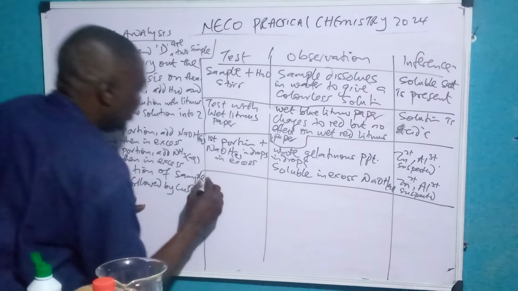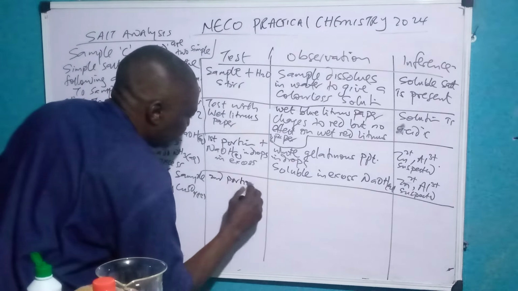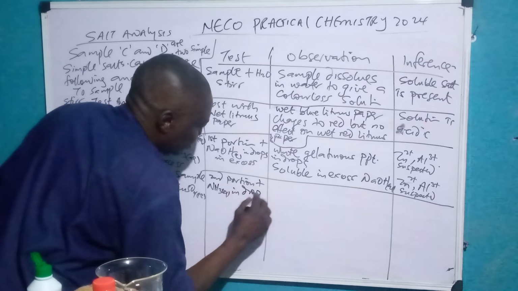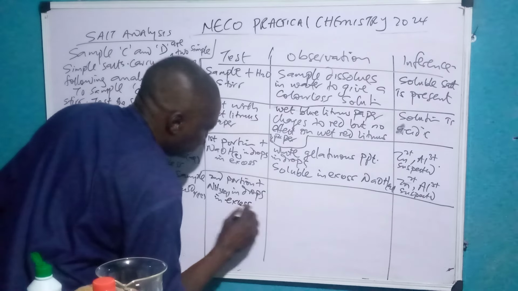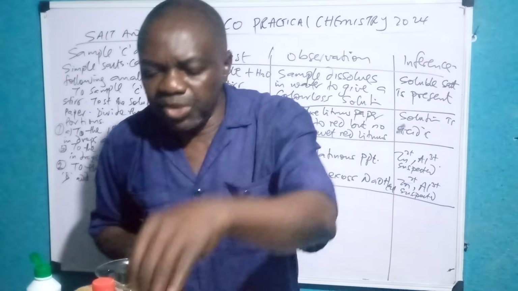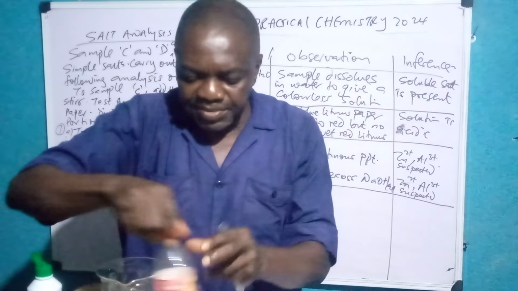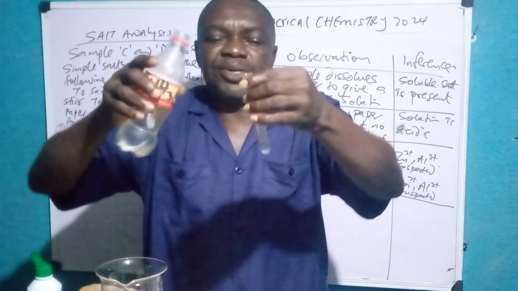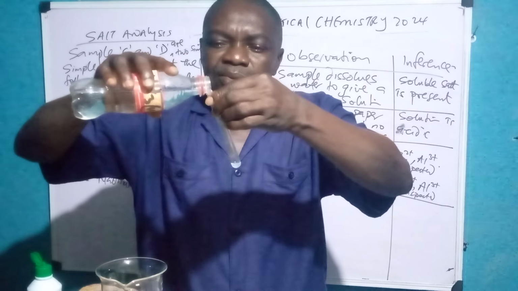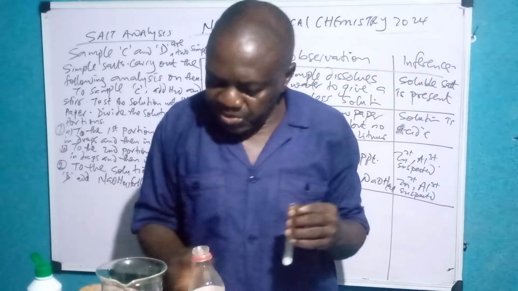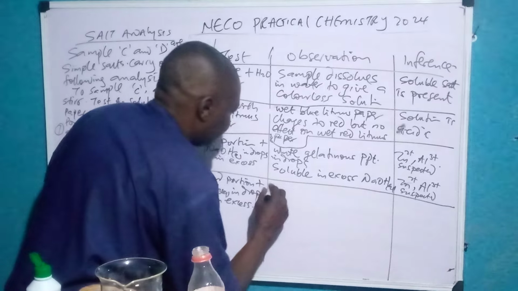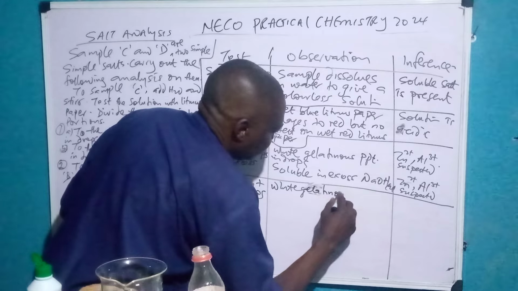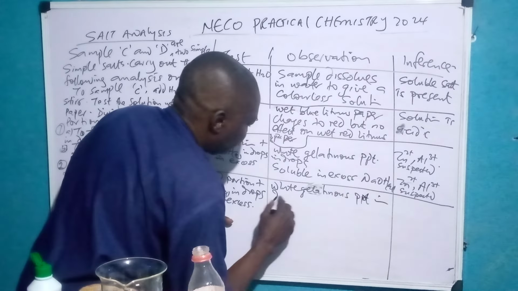Then to the second portion, say second portion plus aqueous ammonia in drops, then in excess. You see that? So this is our second portion. See, it's this small. The smaller, the better. So I add aqueous ammonia, this ammonium hydroxide, I'll add a little. You see it, white precipitate also in drops. I see white gelatinous precipitate in drops.